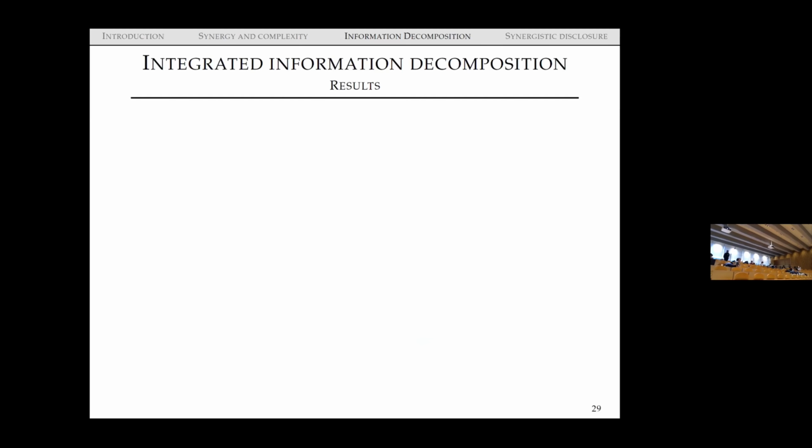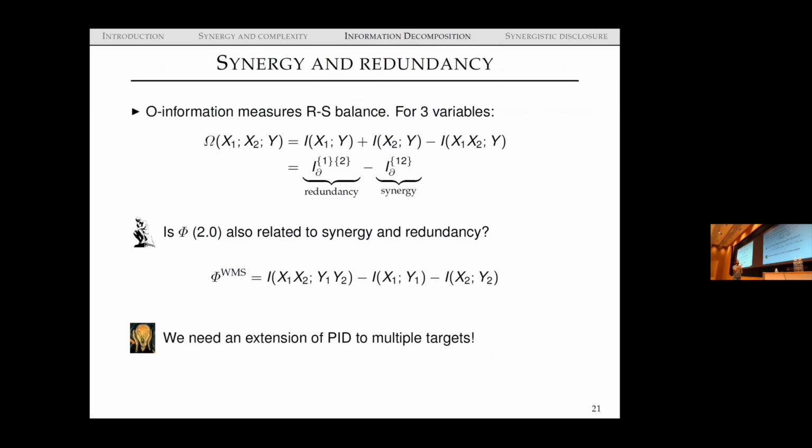Our main motivation with FID was this, right? Is phi also related to synergy and redundancy? So can we split, the same way that up there we got these marginal and the joint mutual informations, I could split them in chunks and look at their difference to get some atoms and so on. Could we do the same thing in here?